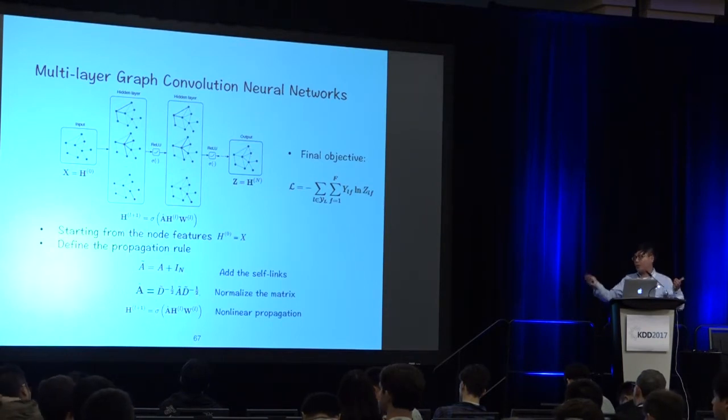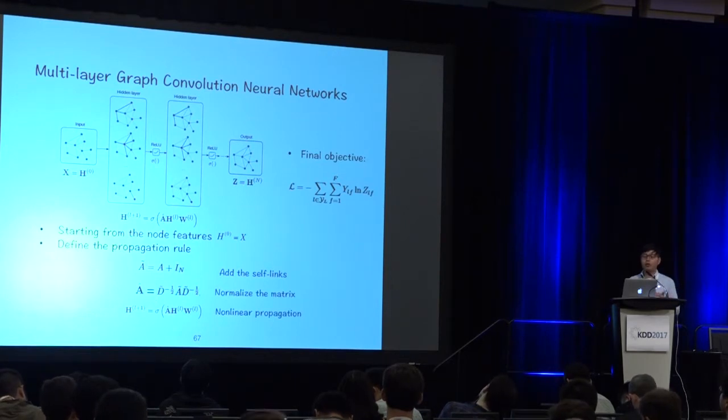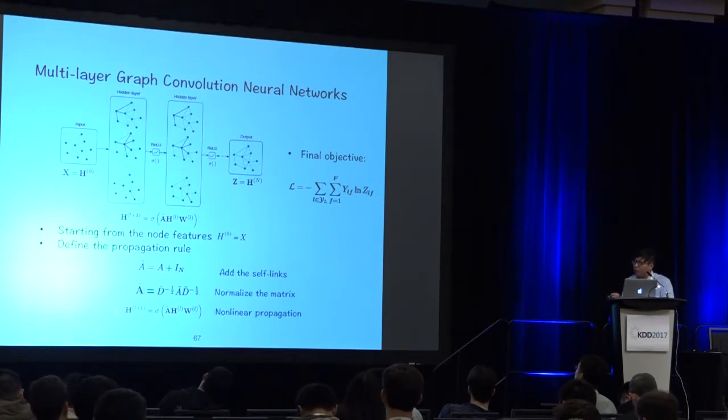And then after this combination, we do a nonlinear transformation. Here WL is a linear transformation and sigma is a nonlinear activation function, for example, sigmoid or tangent or something like that, okay? And then we can get the new node embeddings HL plus one, okay?